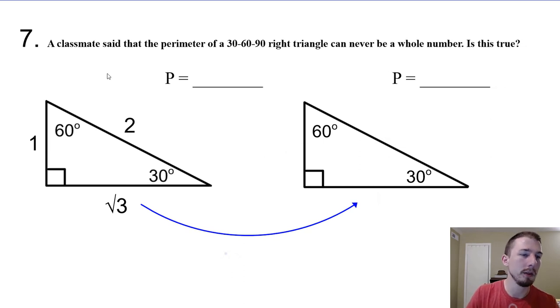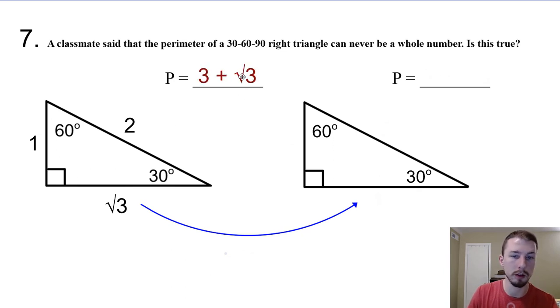All right, number 7. Classmates said that the perimeter of a 30, 60, 90 right triangle can never be a whole number. Is that true? All right, so if we look at our original one, the 1, 2, radical 3, if we find the perimeter, we add them all up. So 1 plus 2 is 3, plus a rad 3 is just 3 plus rad 3.